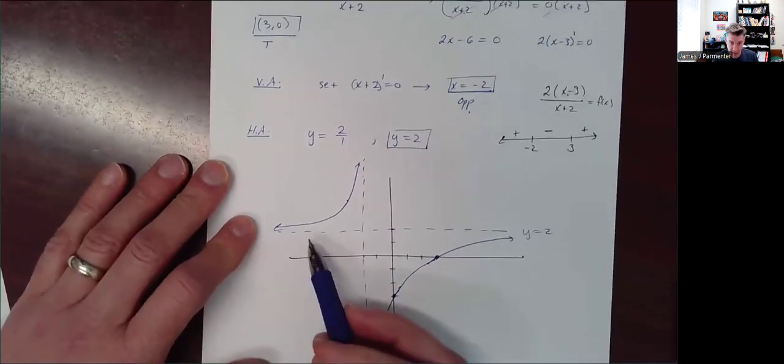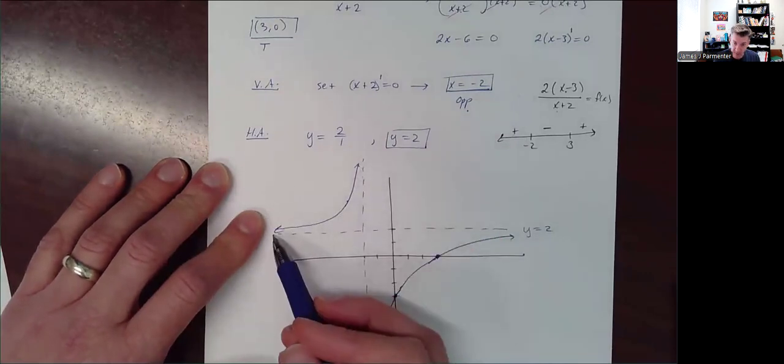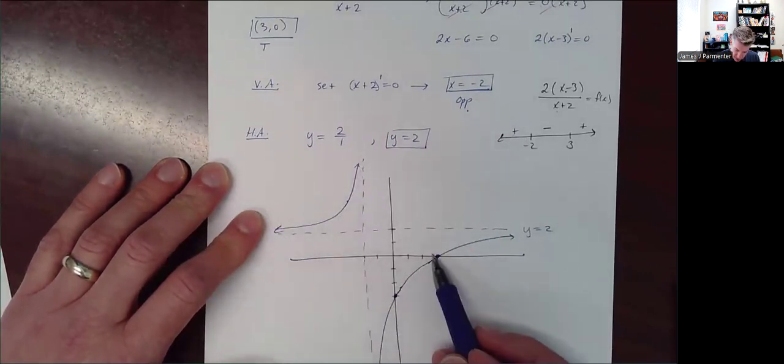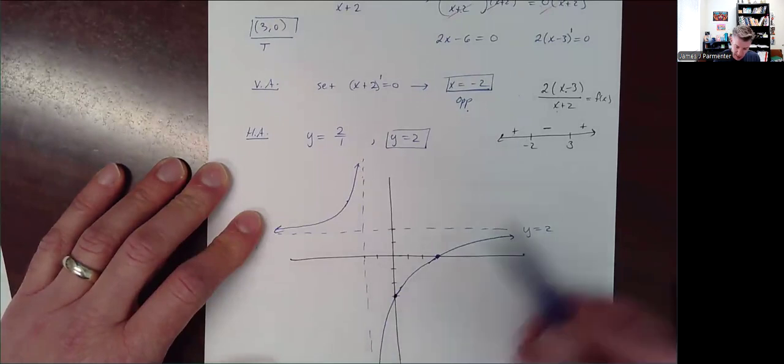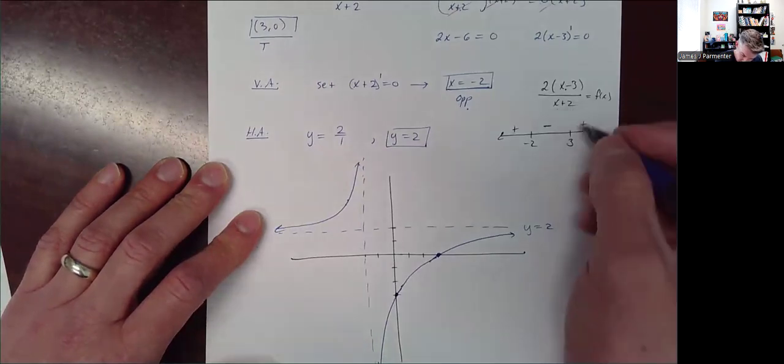From -infinity to -2, I am above the x-axis. I'm positive. From -2 to 3, I'm below the x-axis. I'm negative. And then from 3 to infinity, I'm above the x-axis. I'm positive.